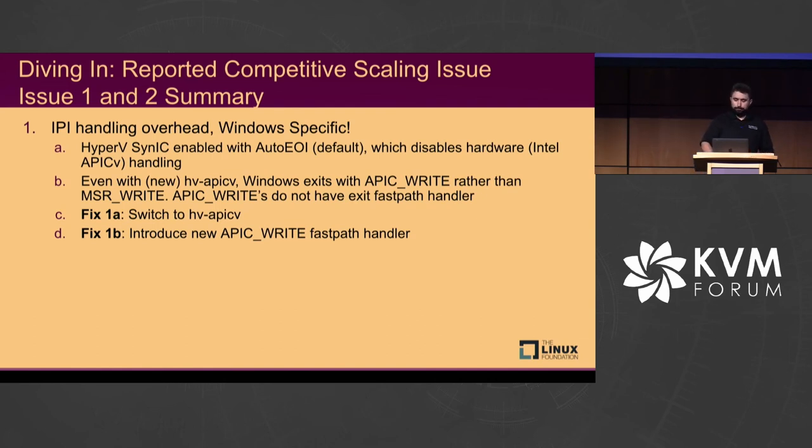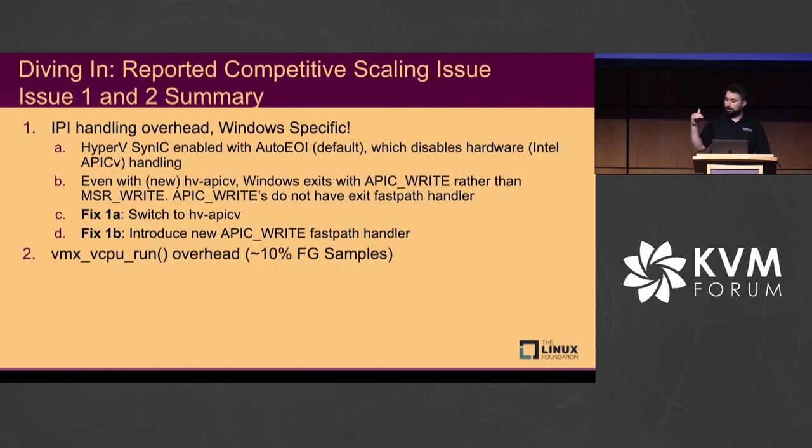So the fix here for this specific benchmark is to switch over to hardware-accelerated IPIs in Windows, and also we've introduced a new APIC fastpath handler, which I have the code for in the appendix. I've got to send it upstream, but it's incredibly simple. It just looks at the exit reason and handles it faster.